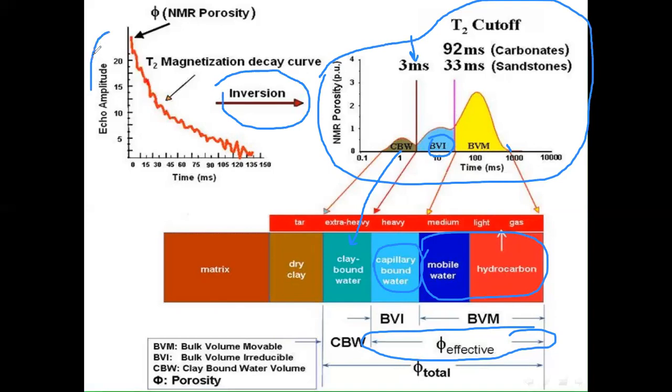As you see, this is the raw data of T2, including the echo amplitude, and this is the decrease of the echo amplitude, as you will see. And by mathematical inversion, we can get the NMR porosity versus time, and from it we can interpret it to obtain the different types here of fluid.